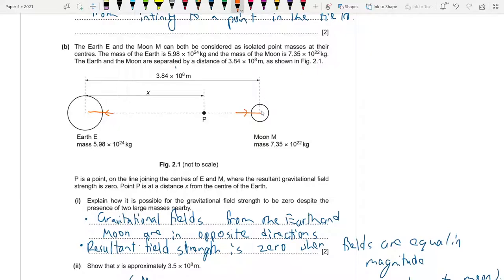Okay. So what's the reason behind this? Gravitational fields from the Earth and Moon are in opposite directions, and the resultant field is 0 where gravitational forces are equal in magnitude. Okay, basically like Newton's third law. At the point where they're equal in magnitude and they're always in opposite direction, right? So they will actually cancel out to give us a net value of 0, and that point will actually be closer to the smaller mass.